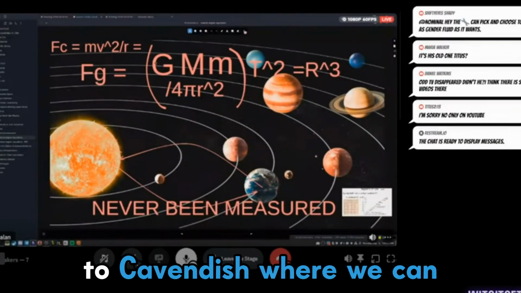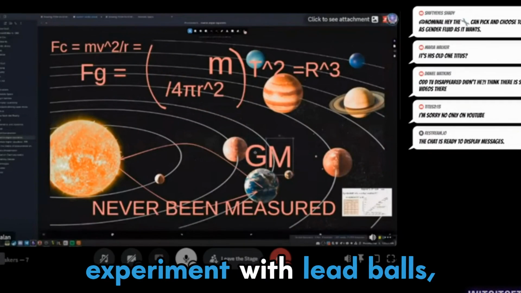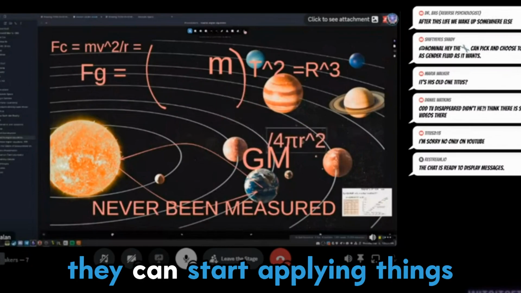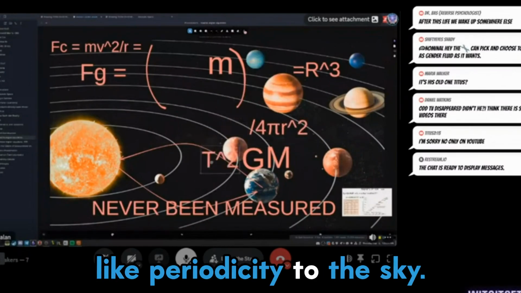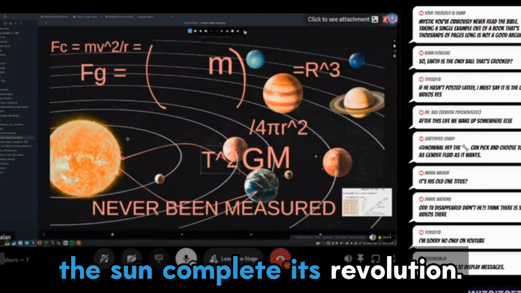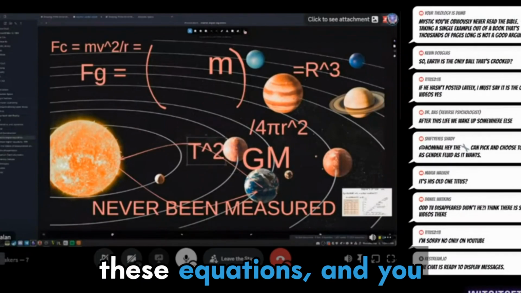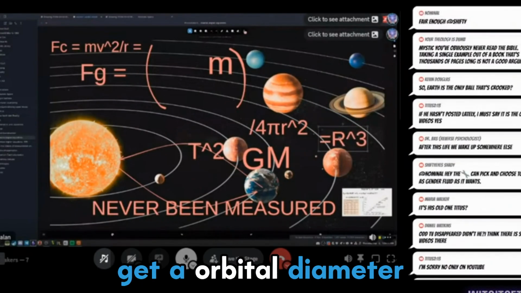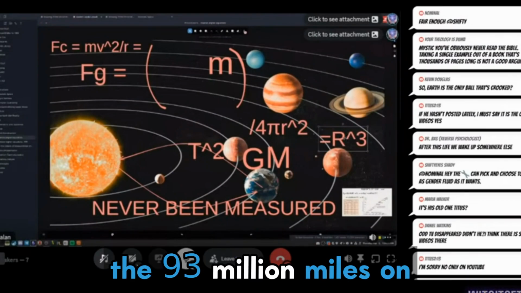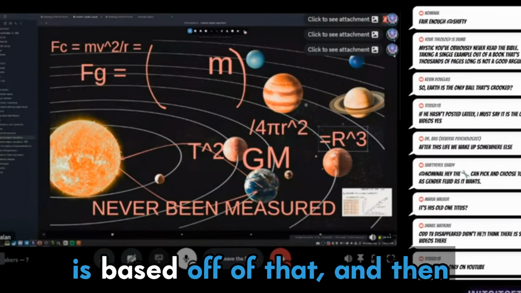So let's take it back a second to Cavendish, where we can establish our constants. Cavendish does his experiment with lead balls, and he gets these constants. Now, with these constants, they can start applying things like periodicity to the sky. So they say you watch the sun complete its revolution over the course of a year. You apply that periodicity to these equations, and you get 93 million miles on the semi-major axis, right? So it tells you how far away it is based off of that.